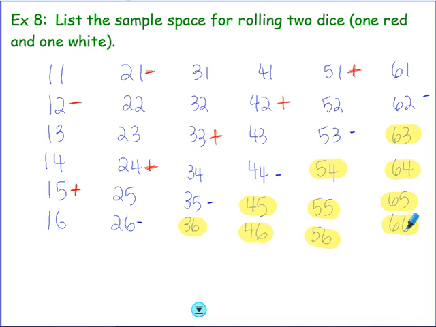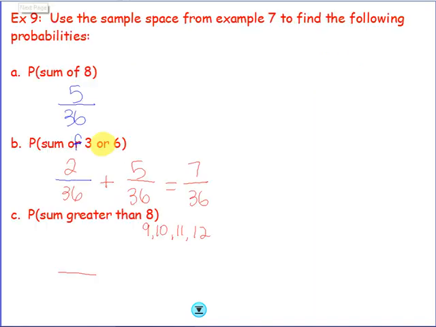So if you look at my highlighted ones, there is a total, looks like 1, 2, 3, 4, 5, 6, 7, 8, 9. Looks like there's 10 of them. So we're talking about 10 out of 36. Those can both be divided by 2. So we have 5 out of 18.